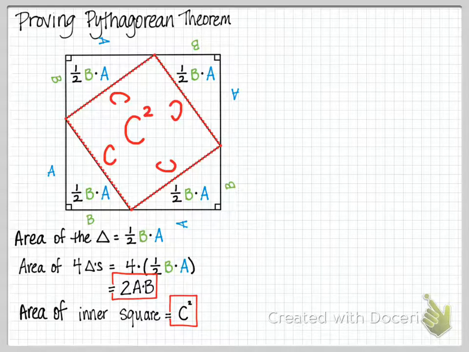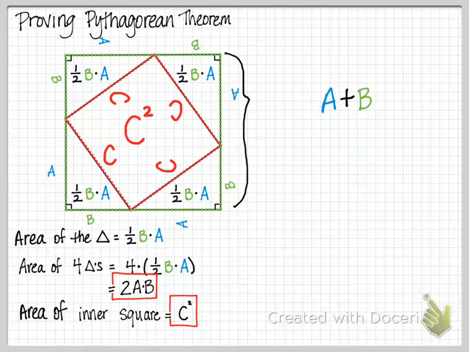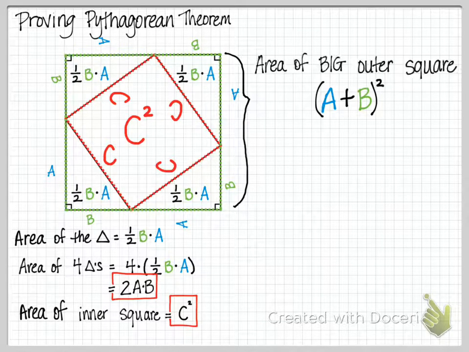So I know that the area of this figure that I just created, this big outside square, is these two things added together, 2AB plus C squared equals the area of all of that. But I also noticed that the length of any one of the sides of the great big square is A plus B. So if I square each side, I'm going to get the area of the big outer square. So the area of the big outer square is A plus B quantity squared.